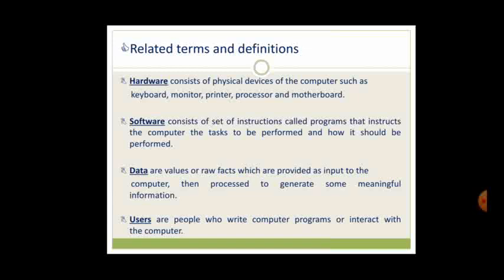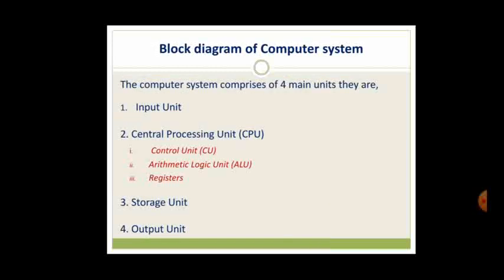Next one is data. Data are the values or raw facts which are provided as input to the computer. Then the computer processes that input data and generates some meaningful information. So the raw data is converted to some meaningful information. The next one is users. Users are the people who write the computer programs or who use the computer to do their business and many more applications.